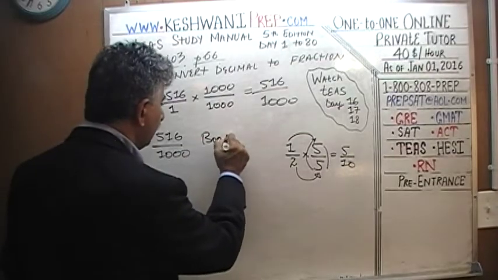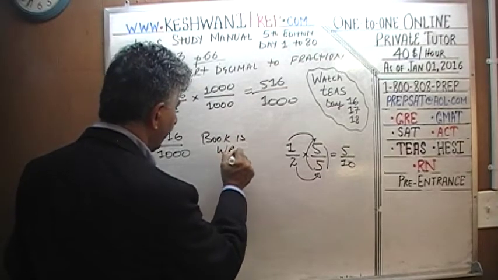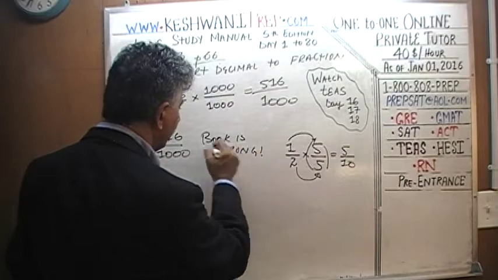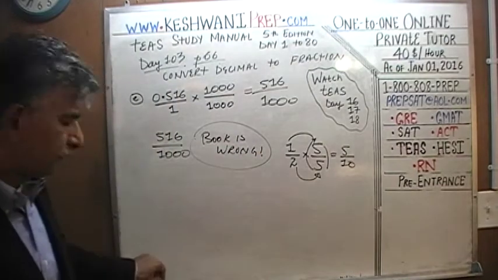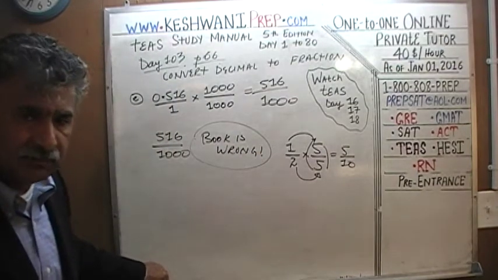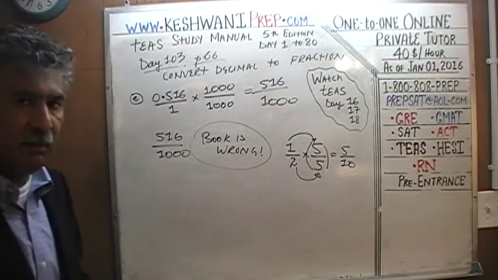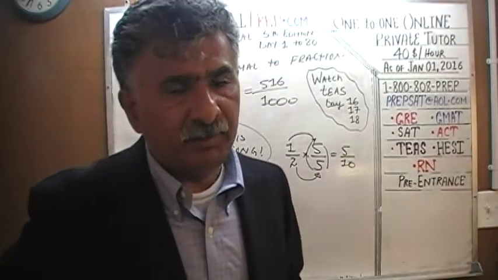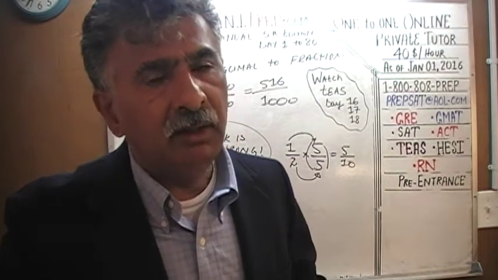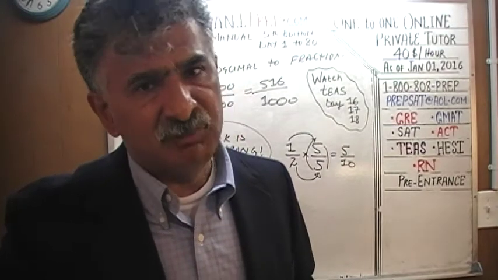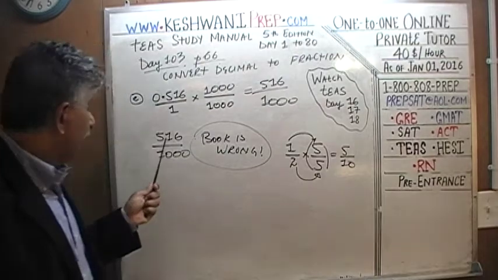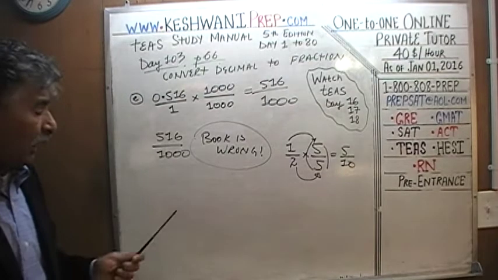The book is wrong. It must not be left in this form. If it can be reduced, it must be reduced. This top and bottom, they have a common factor. And since they share a common factor, it must be reduced as much as we can. As you can clearly see, 516 is an even number. How do we know it's an even number?